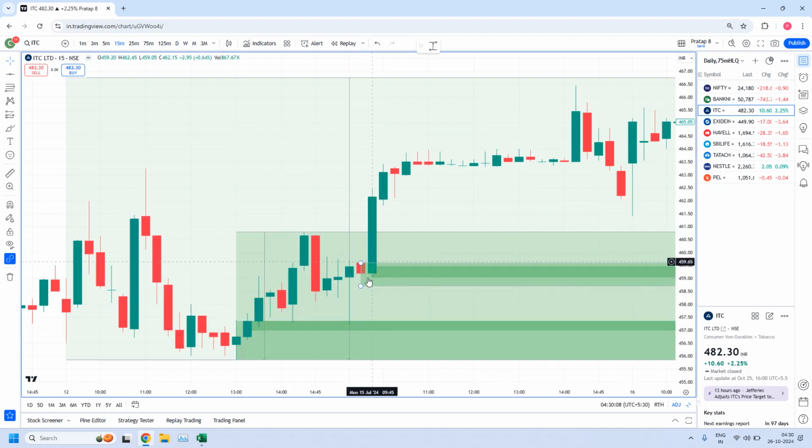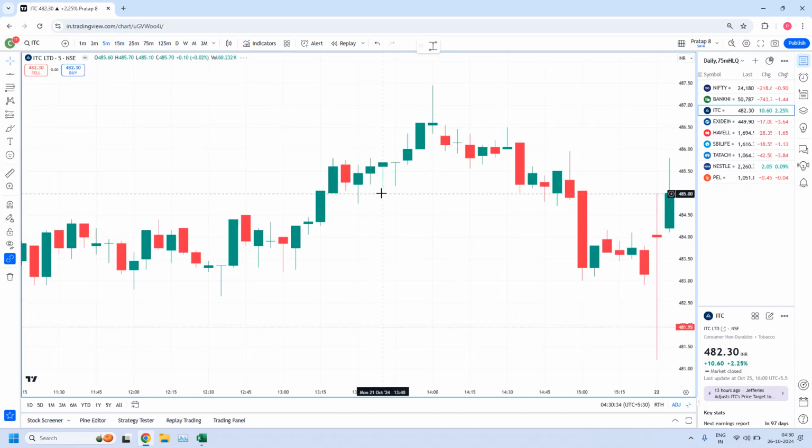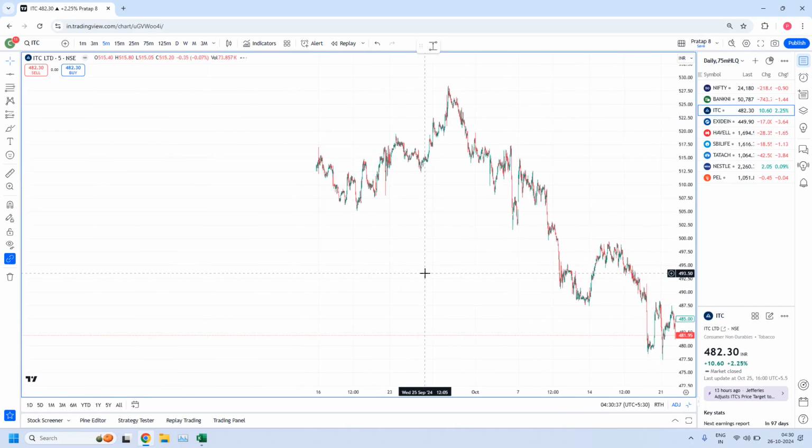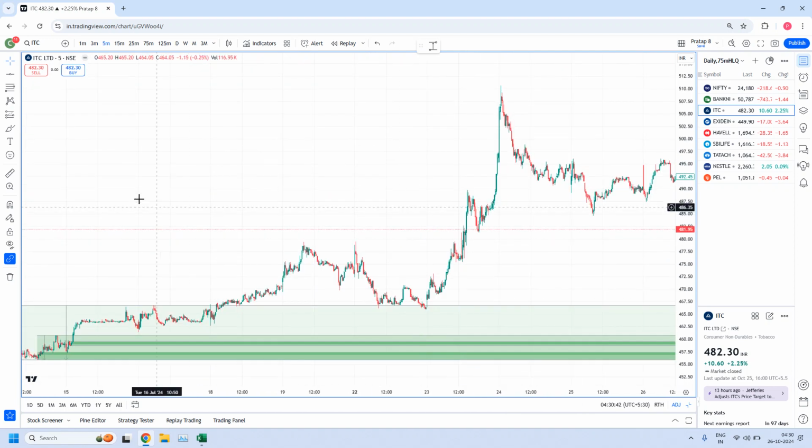Rally, base, rally. This is the 15 minutes fine-tuned zone. And also here you have a 15-minute zone. You can consider this is the rally candle. This is the drop candle. This is the leg-in. You have 1, 2, 3, 4 base candles and a rally candle. This is another 15-minute zone. And in both these areas, again we identified fine-tuned 5-minute zones.